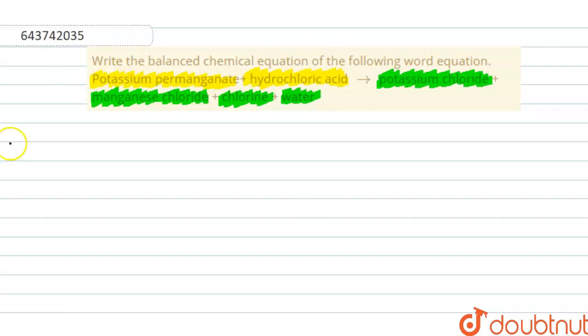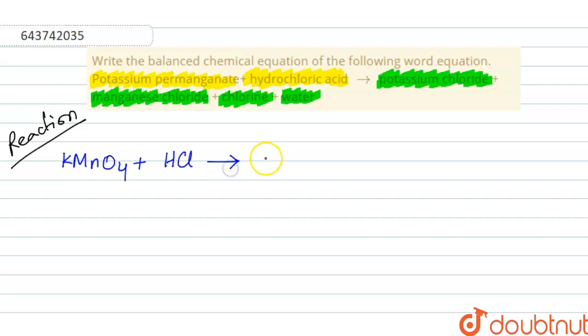So now let us write down the reaction in terms of chemical formulas. So we have potassium permanganate, that is KMnO4, reacting with HCl to give potassium chloride, that is KCl, plus manganese chloride, that is MnCl2, plus chlorine and water.